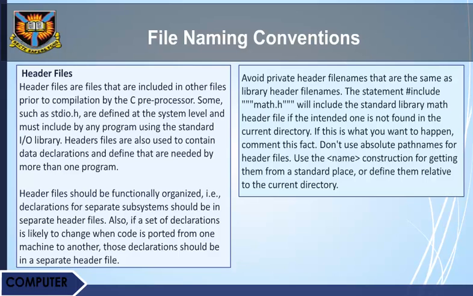Avoid private header file names that are the same as library header file names. The statement #include <math.h> will include the standard library math header file if the intended one is not found in the current directory. If this is what you want to happen, comment this fact. Don't use absolute path names for header files. Use the <name> construction for getting them from a standard place, or define them relative to the current directory.